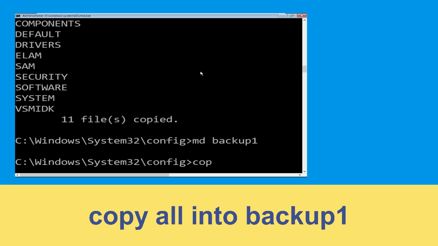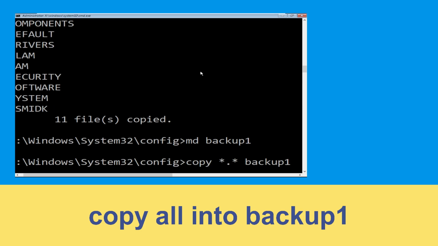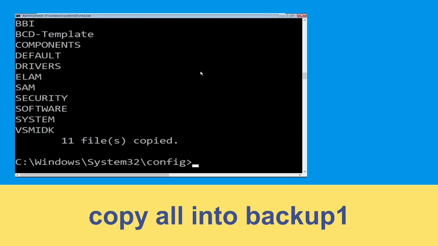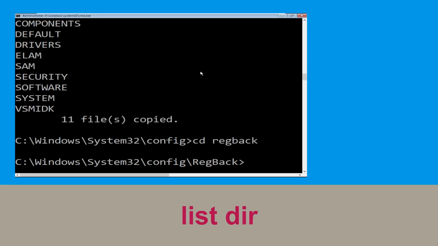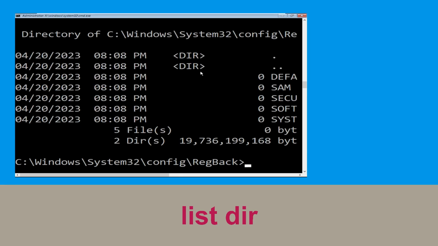Once we are here, we need to execute this command. Type copy space ** space backup1 and then press enter from your keyboard to execute this command. Now type cd regback and hit enter. Now type dir and then simply hit enter to execute the command.